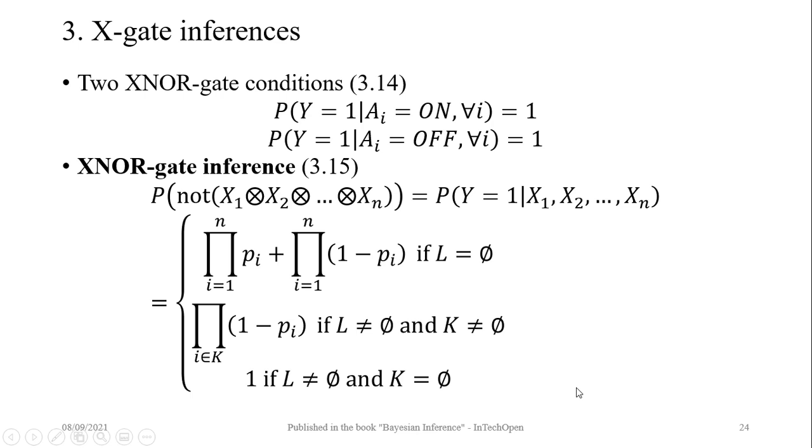The SNOR gate condition is specified by equation 3.14: probability of Y1 given Ai on for all i equal 1. SNOR gate inference is specified by equation 3.15.